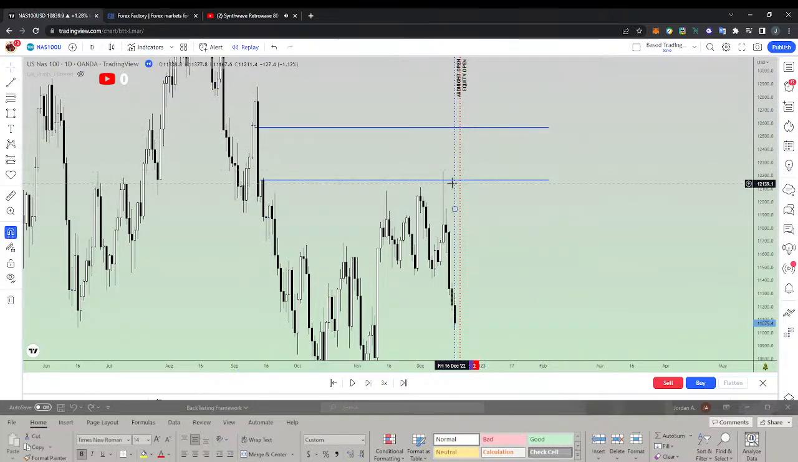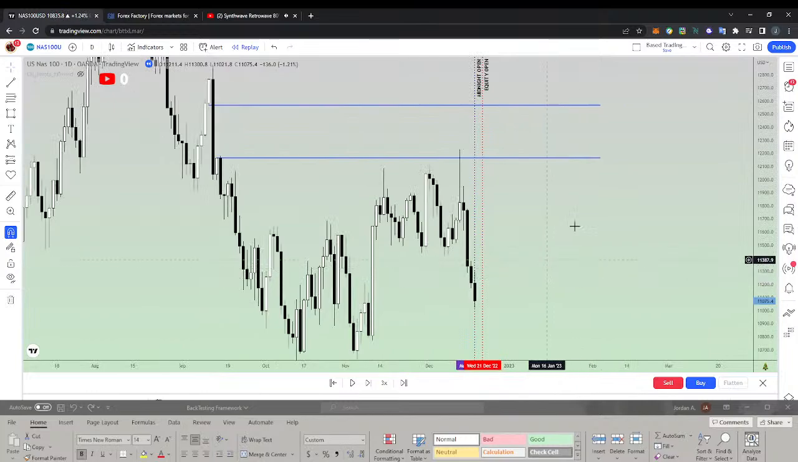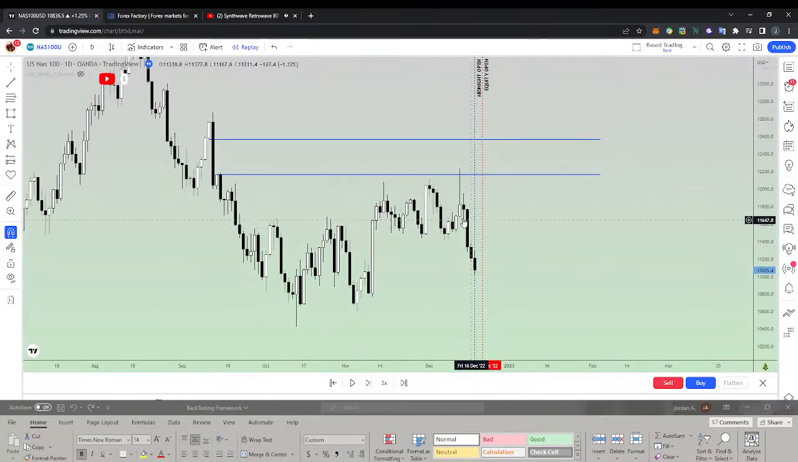See that? Tapped it, 12,197, and now we're down about 1,000 points, which is just crazy in one week. A 1,000 point drop. Insane.